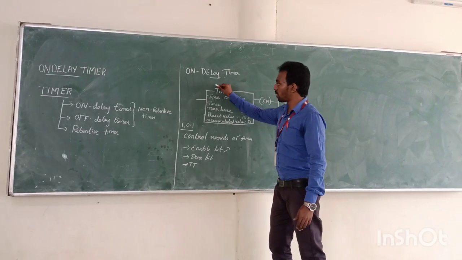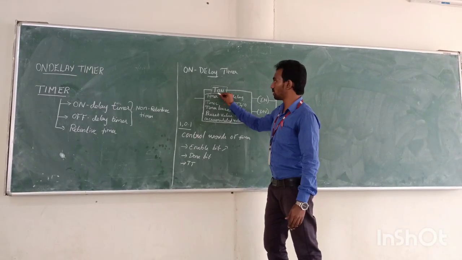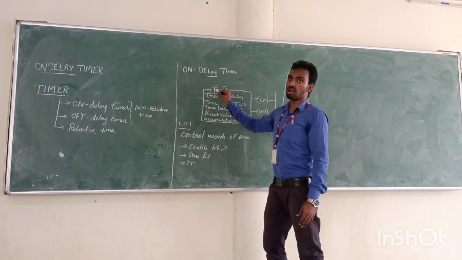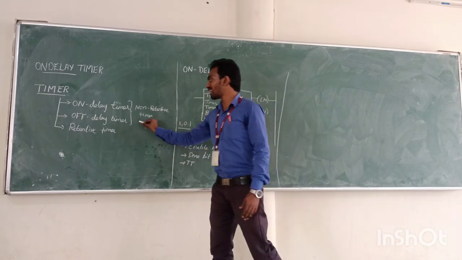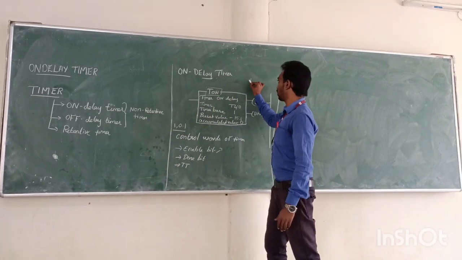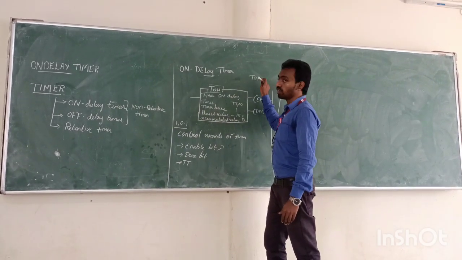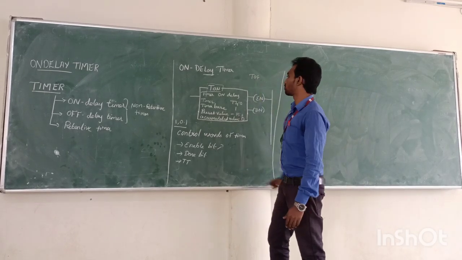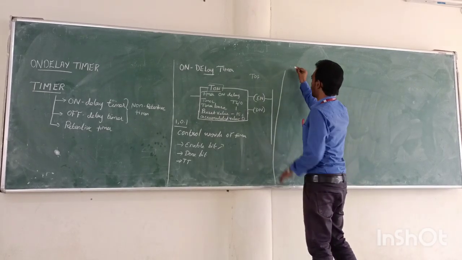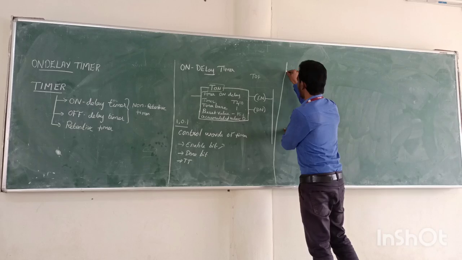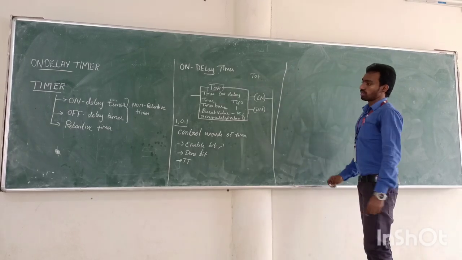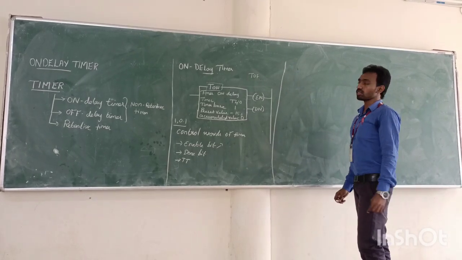So main important point is TON. It denotes the on delay timer. For off delay timer we are using TOF. It denotes that this is an off delay timer. So with the help of a simple program, you can clearly know about the working of this on delay timer.